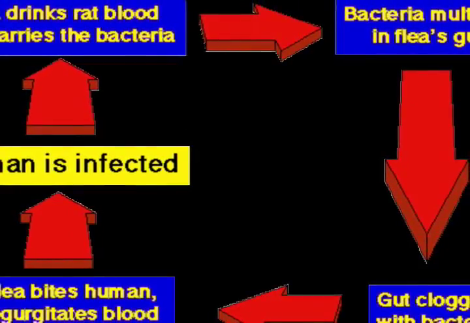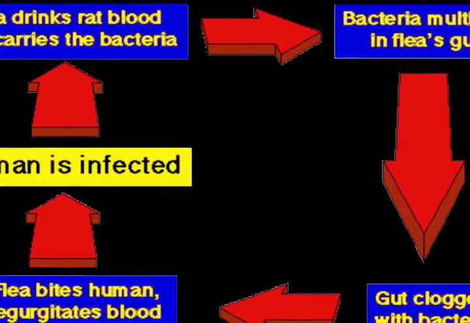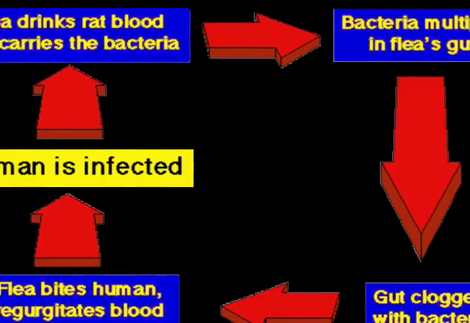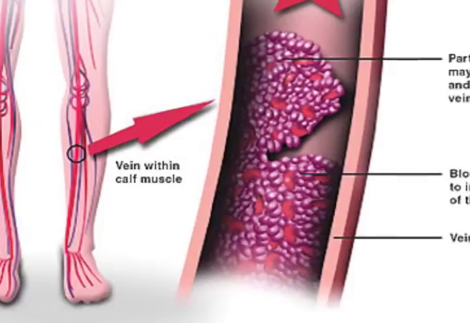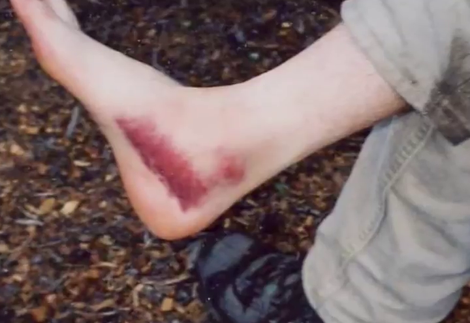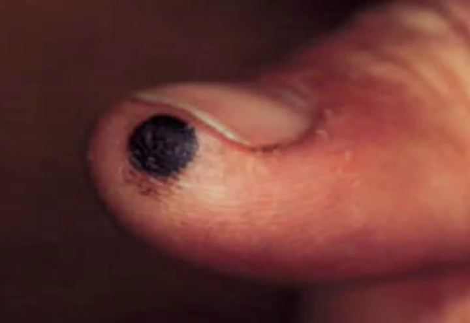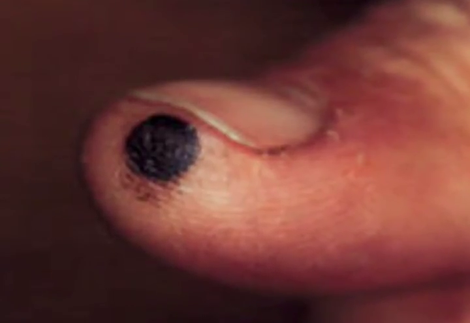A vector or host to a disease is something that gives shelter and food to the disease in order for it to survive. The symptoms of the bubonic plague are blood clotting, rotting skin, internal bleeding, black boils on the skin, nausea, and blood blisters that form under the skin, which is where the name bubonic plague comes from.